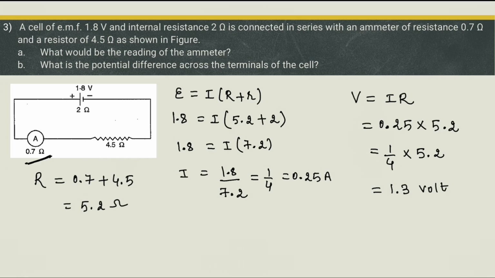So see, calculation becomes very easy if you convert current which is 0.25 into 1 by 4, right? If you try to multiply 0.25 into 5.2, definitely you will get the answer 1.3 volt. But if you convert that into 1 by 4 as a fraction and then try to simplify, the calculation becomes very easy.